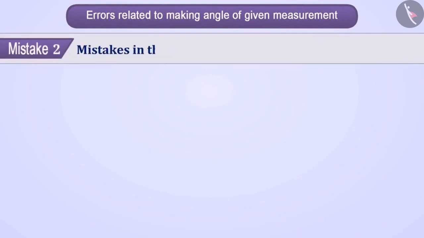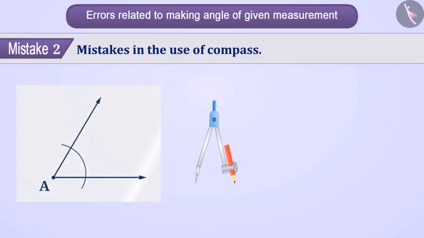Mistake 2. Mistakes in the use of the compass. Some children ignore some important things related to the compass, which is why they make mistakes in the construction. Let us understand these mistakes.